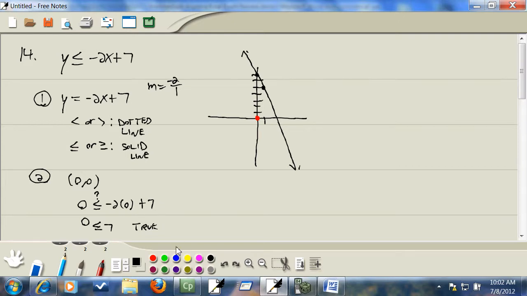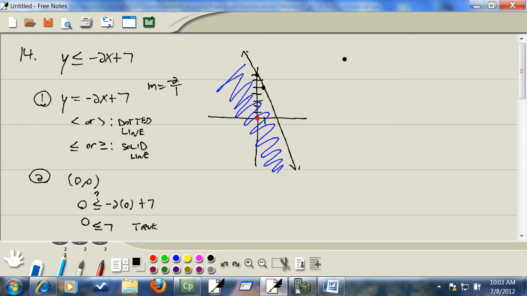Okay, since it's true, that means we're going to shade the side where that point falls, our test case. So we're going to shade this side. Now, if we had come up with something that was false, like we'd come up with 0 is greater than 7, if it's false, then you shade the other side.